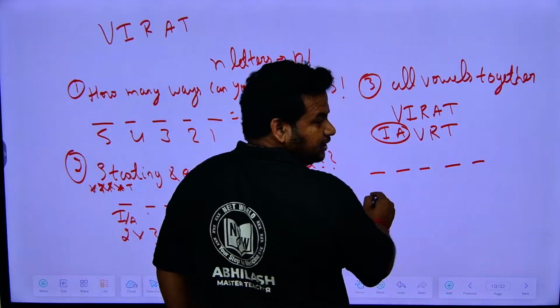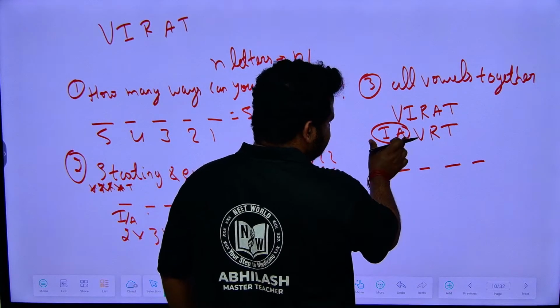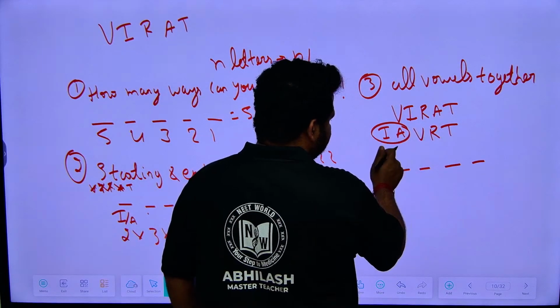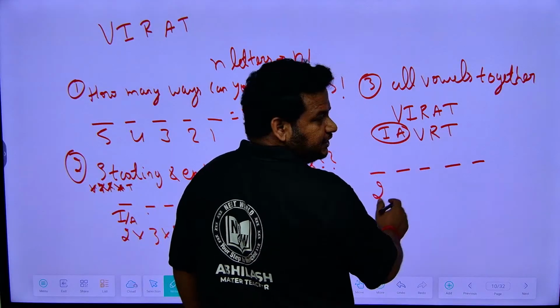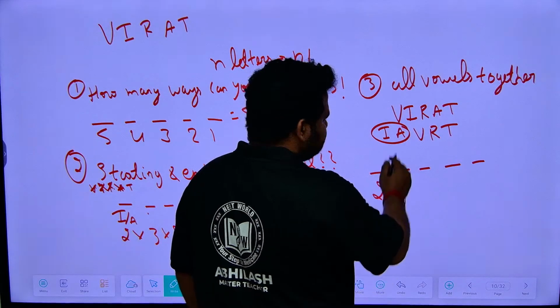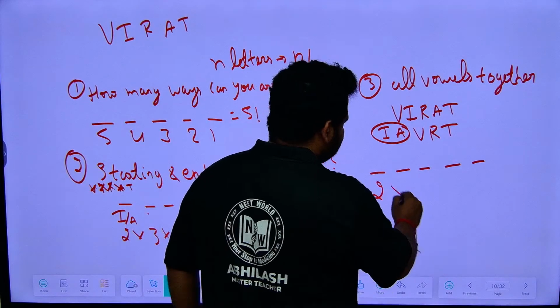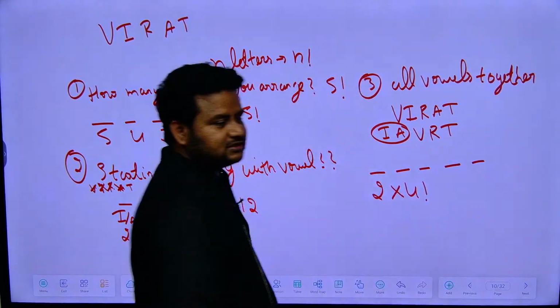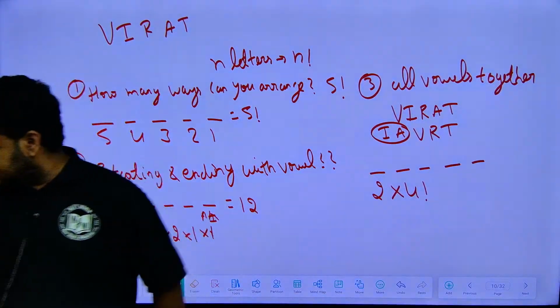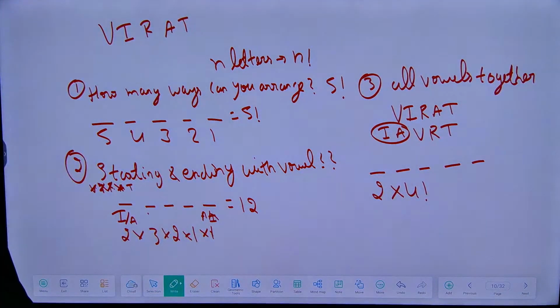This can be written as 2. Okay, this is written as one letter. So, now total 1, 2, 3, 4 letters. So, what can I write? 1, 2, 3, 4 letters can be arranged in how many ways? 4 factorial ways. So, 2 into 4 factorial is the answer. Let us take up the next question.